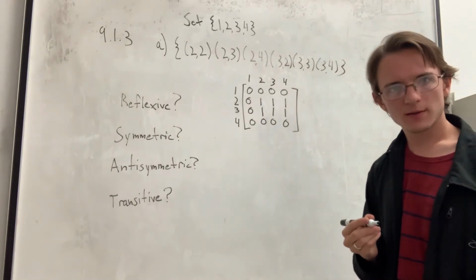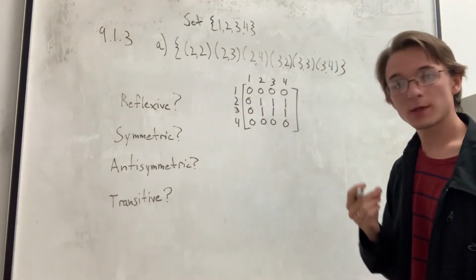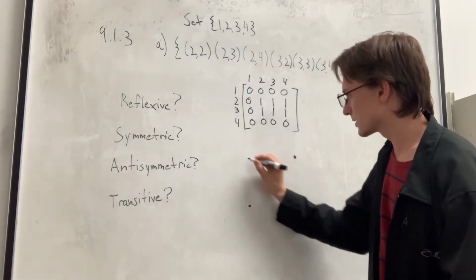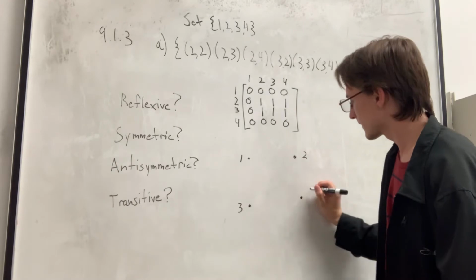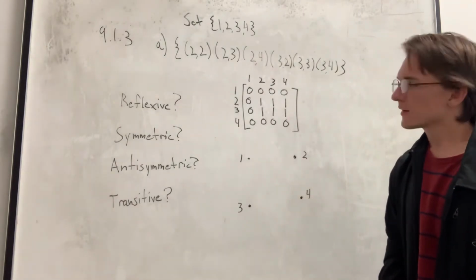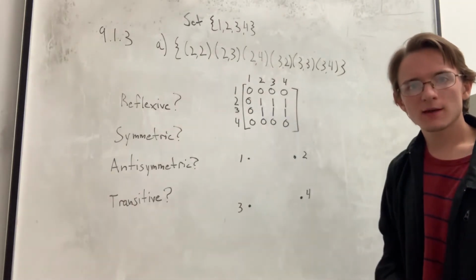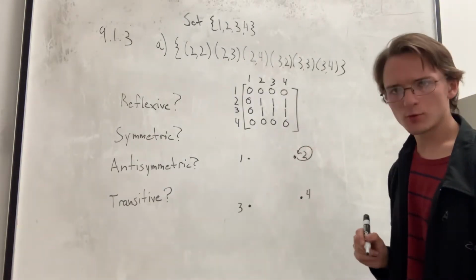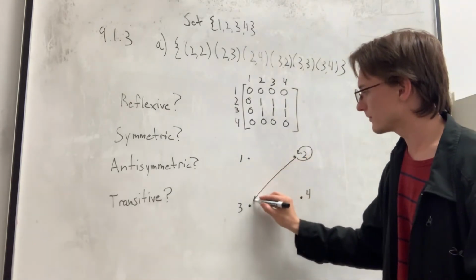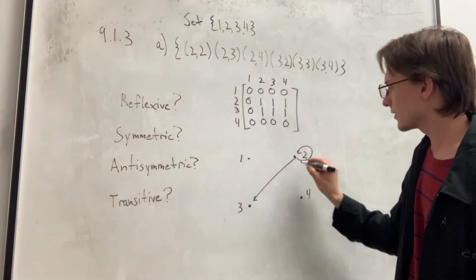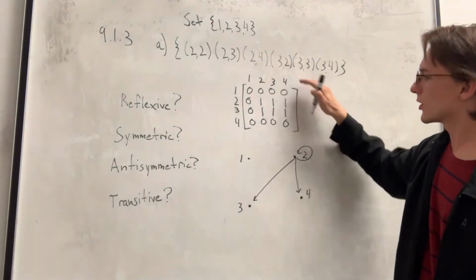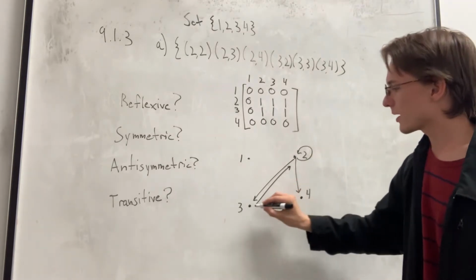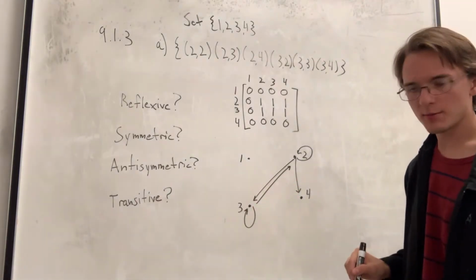So then we can also depict our relationship with a digraph. Because there are four numbers, we have four nodes, we'll number them. We have (2,2), meaning that node 2 points to itself. We have (2,3), so 2 points to 3. (2,4), so therefore 2 points to 4. (3,2), so 3 points back at 2. (3,3), and (3,4).